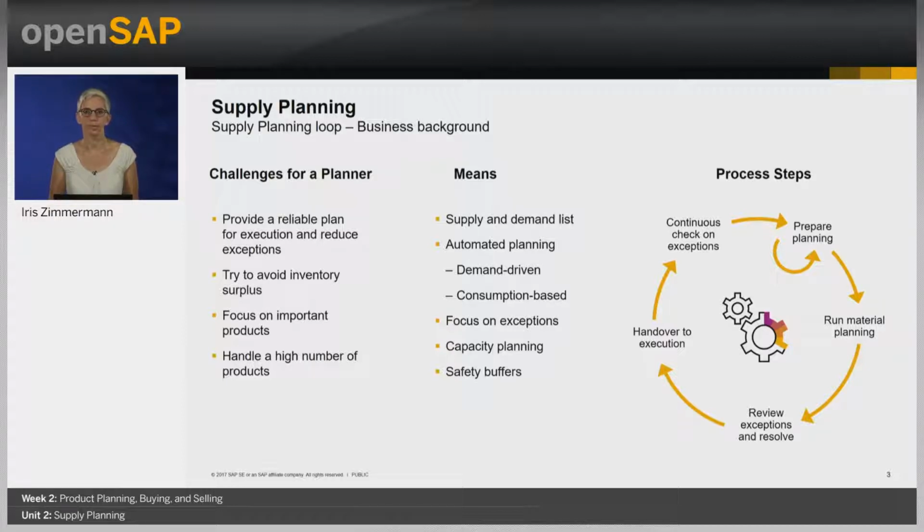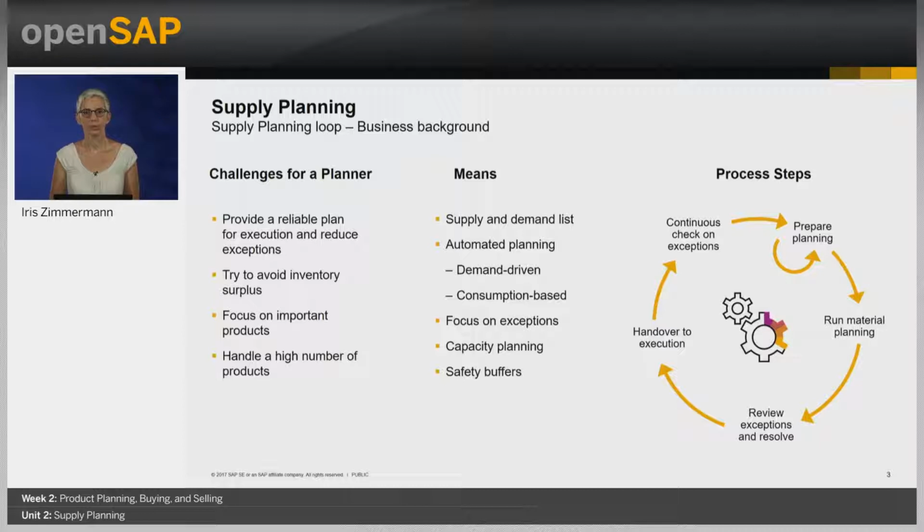appropriate measures. SAP Business ByDesign supply planning helps you to take care of all these challenges. The supply and demand list visualizes the up-to-date situation with regards to demand, supply and inventory. The automated planning helps the planner to avoid spending time on uncritical products, and instead, he or she can focus only on exceptions for a couple of his products. Furthermore, the planner can choose between two complexity levels through the automated planning procedures.